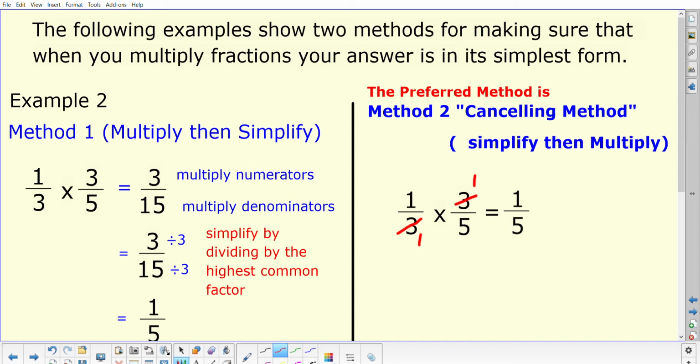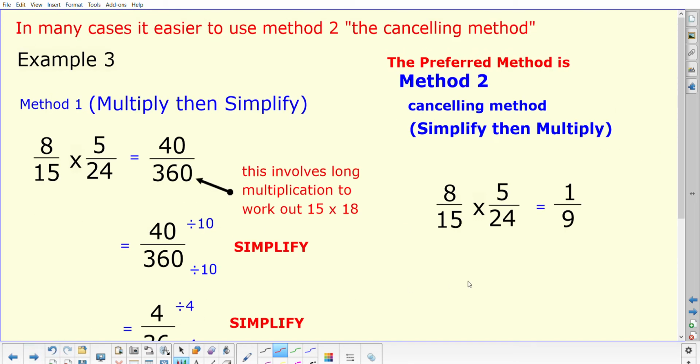If you compare the right hand side to the left hand side there in terms of methods, you'll see it's a lot quicker to do this cancelling method. So as long as you're looking for a common factor between numbers on the top of your fractions and numbers on the bottom, you can simplify, and you should try to do this before you multiply.